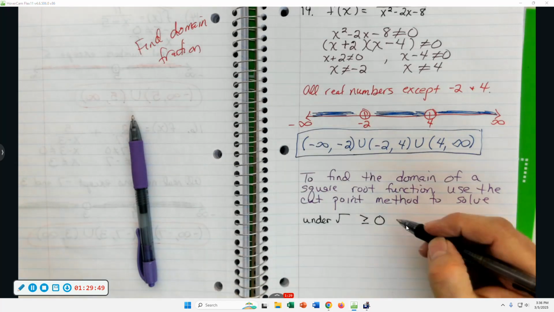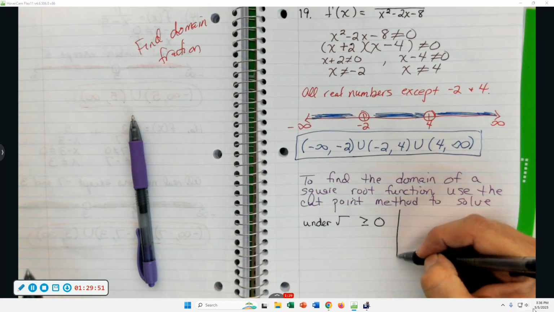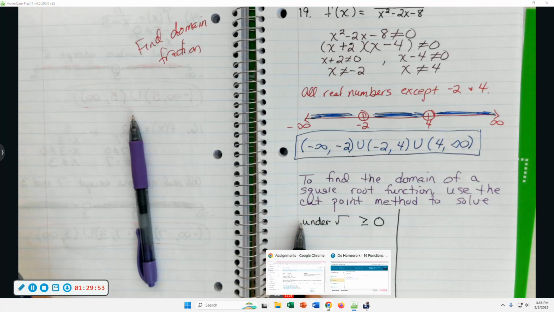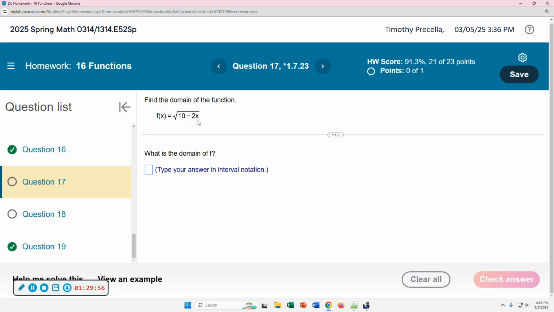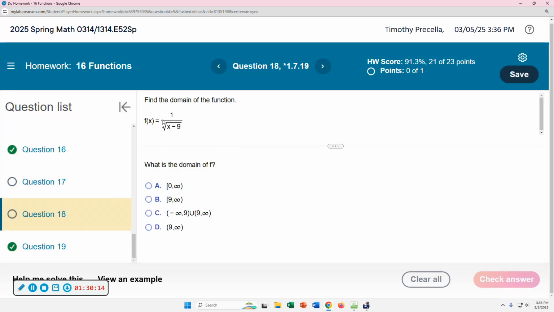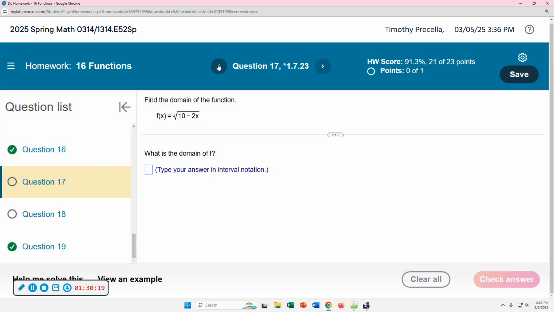I think you should write the two cases. Look at this one here. There's two different types of problems you're going to see with square roots. Either the square root is not in the denominator, or it will be in the denominator. Look at number 18 to compare the two. Here the square root's in the denominator. And number 17, that square root is not in the denominator.